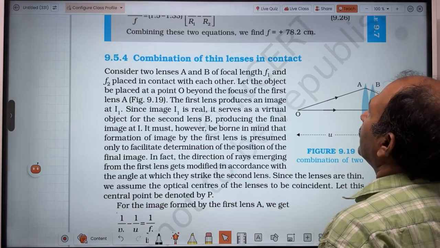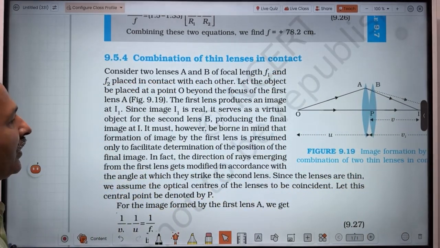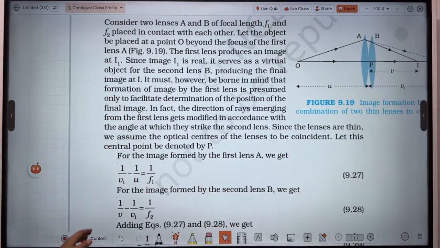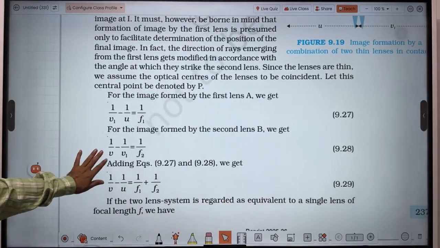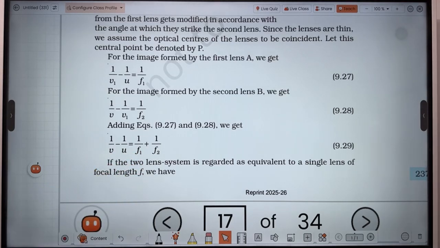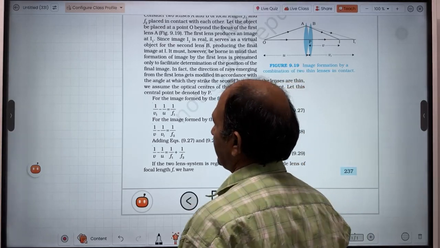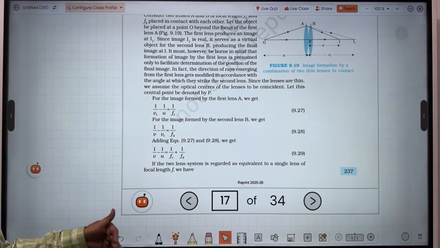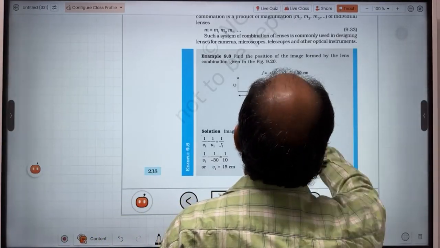Now we are going to see what happens when lenses are put in contact. If both lenses are of the same type, then their focal lengths will be added in reverse way, like 1 upon f will be equal to 1 upon f1 plus 1 upon f2. And powers will be directly added. If one is converging, another is diverging, then with sign we will write focal length, hence power will be subtracted. So that is obvious.